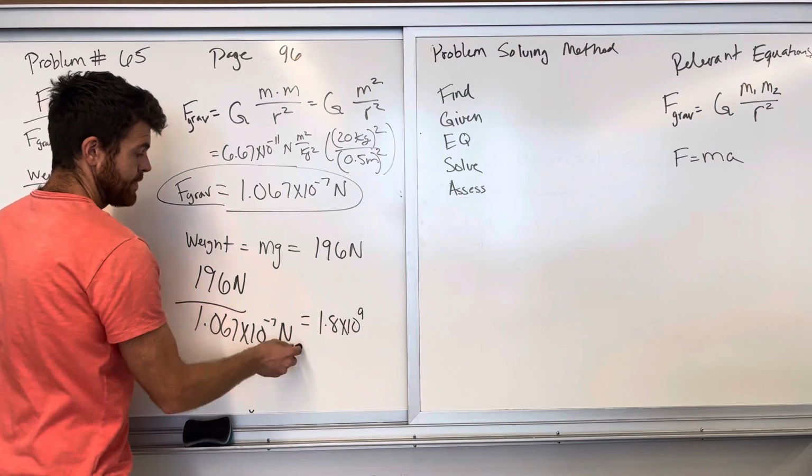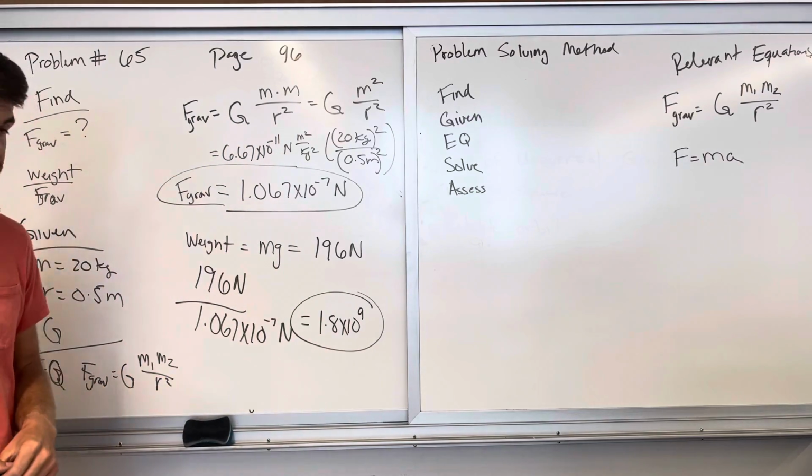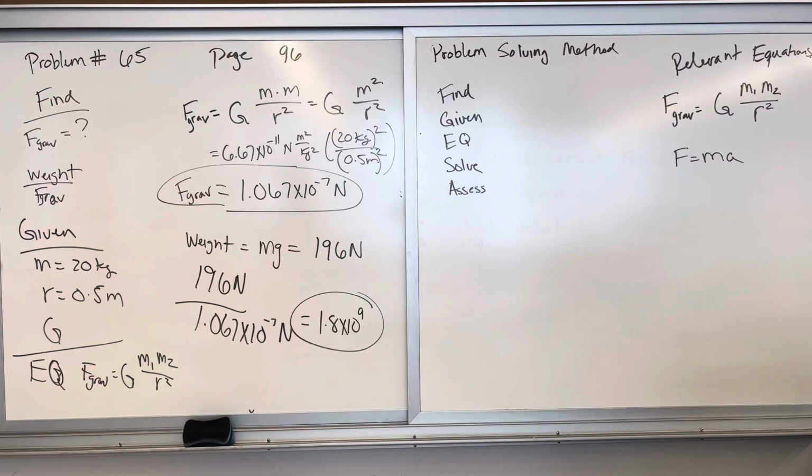So yes, this is the ratio. The force due to gravity on the ball is many, many, many times greater. Times 10 to the 9, that's what, a billion? It's like 1.8 billion times greater than the force due to gravity they exert on each other.